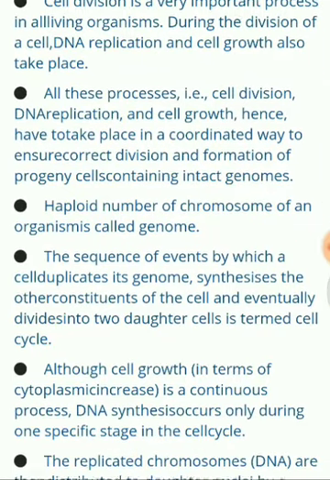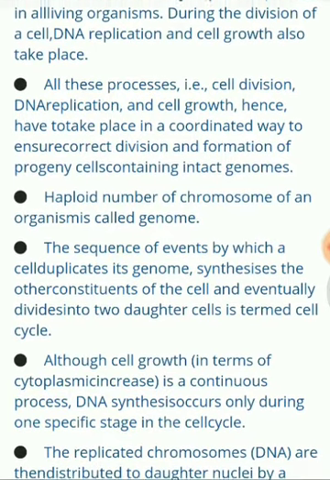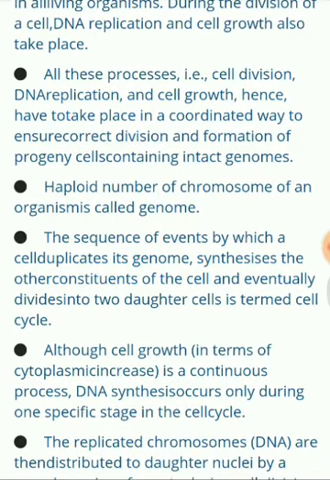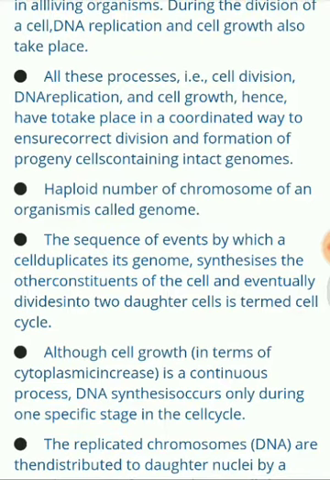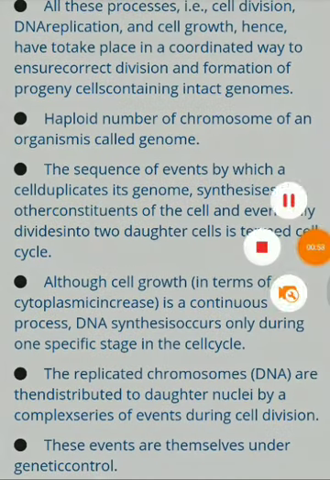Cell division is a very important process in all living organisms. During the division of the cell, DNA replication and cell growth also take place. All these processes, that is cell division, DNA replication and cell growth, have to take place in a coordinated way to ensure correct division and formation of progeny cells containing intact genomes. The haploid number of chromosomes of an organism is called its genome.